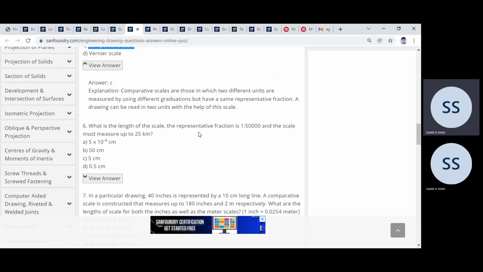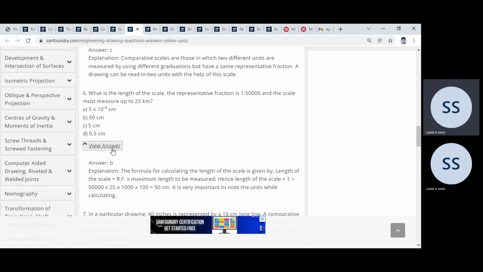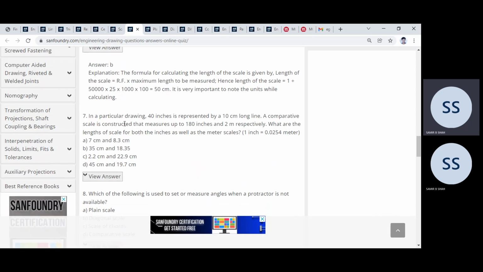What is the length of the scale? The representative factor is 1 by 50,000 and the scale must measure up to 25 kilometer. So at that time you may remember how to change the dimension from kilometer to centimeter, and the answer may be 50 centimeter.